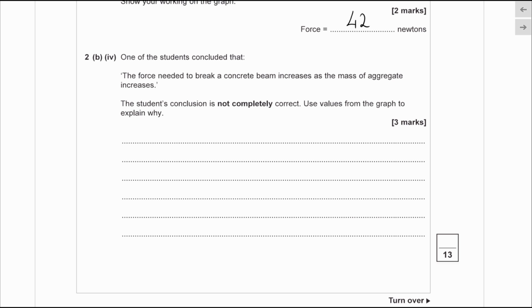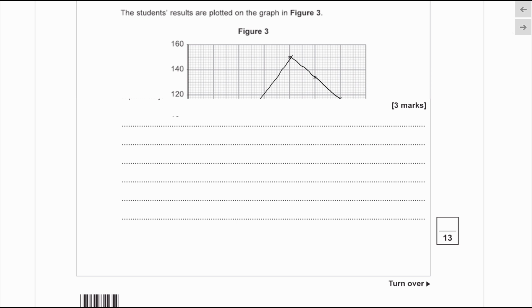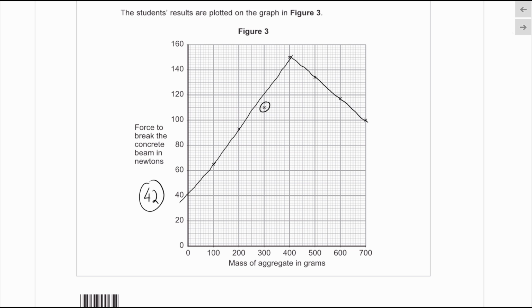All right, so B part 4, it says one of the students concluded that the force needed to break a concrete beam increases as the mass of aggregate increases. The student's conclusion is not completely correct. Use values from the graph to explain why. All right, so let's have a look at the graph again. Obviously the reason we've got 2 lines of best fit is because this statement is not true the whole way. If it was true the whole way, we'd just have 1 line of best fit which kept going up and up and up. But we don't, it goes down after this point here.